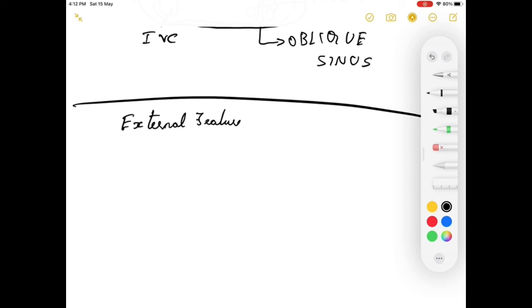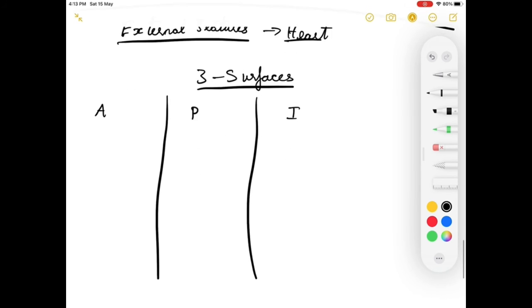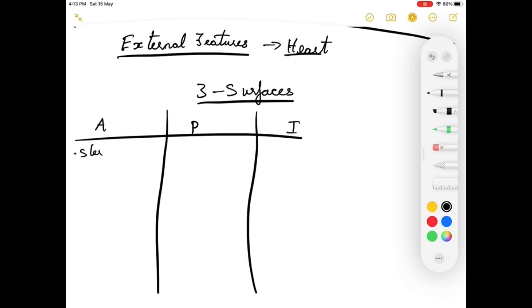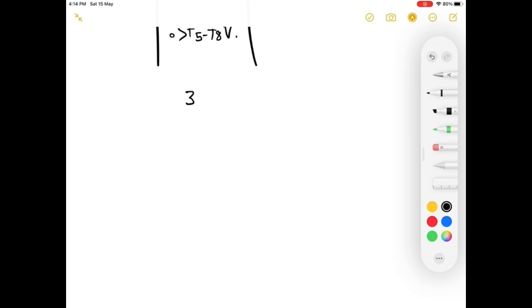And now we move on to the external features of the heart. There are three surfaces: anterior, posterior, and inferior. The anterior consists of the sternocostal surface, the right atrium, the right ventricle, and the left ventricle. And now moving on to the posterior, it is the base formed by both the atria, mostly the left atrium, and T5 to T8 vertebra. Inferiorly, we have the diaphragm, both ventricles.